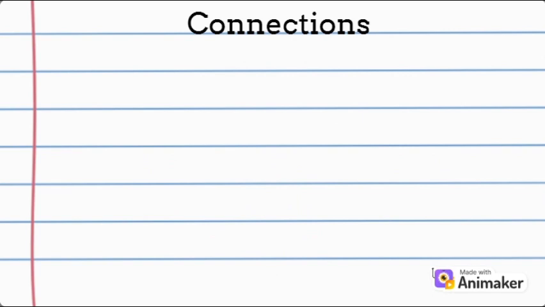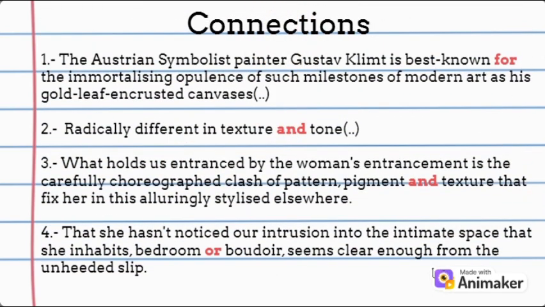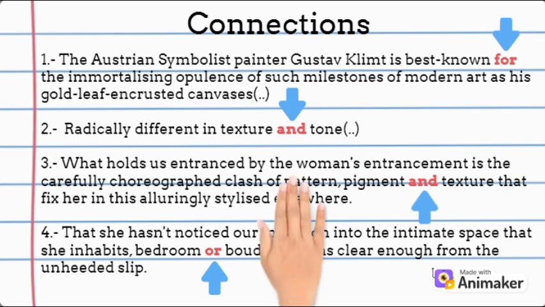In these examples, we have different coordinators. For instance, we have for, which is expressing a cause. Also, we have and, which is expressing an addition. Then we have and, which is expressing an addition again. And finally, we have or, which is expressing an alternative or possibility.